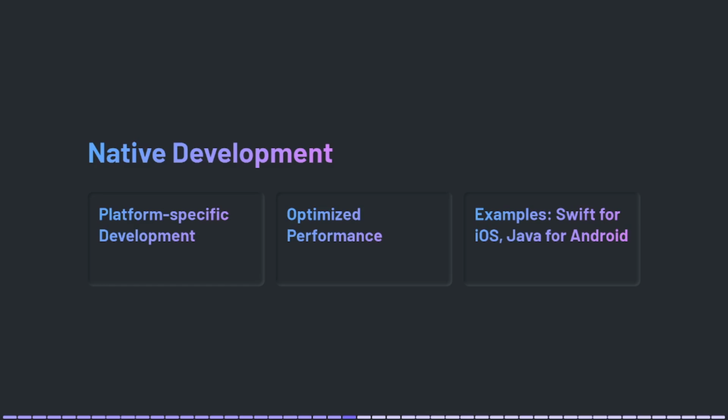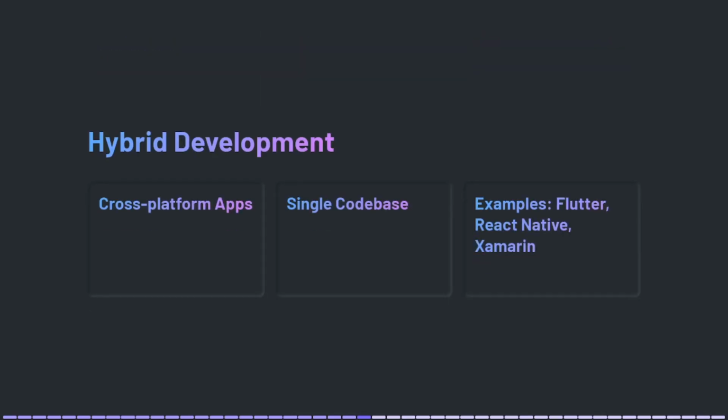Native development focuses on creating apps for specific platforms. It offers optimized performance and utilizes platform specific languages. Hybrid development allows for cross platform apps with a single code base, offering a balance between performance and development speed. Flutter itself comes under this section.